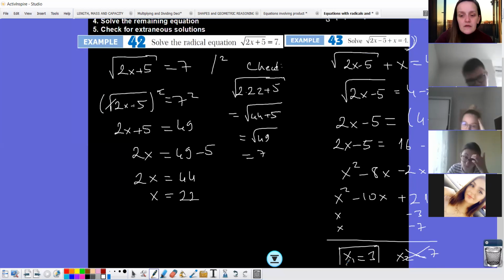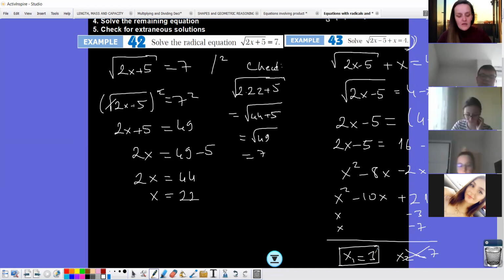Teacher, is there a way to know which one is the right one? Only to check directly. Yes, of course. It's a bit long, but yes. So 7 is an extraneous solution for us here, okay?